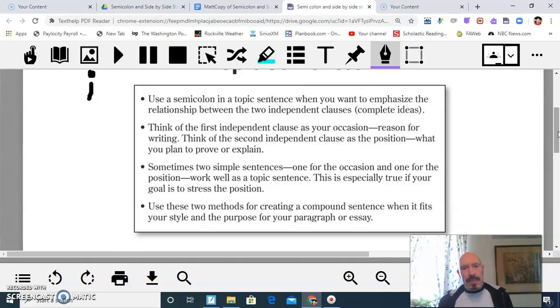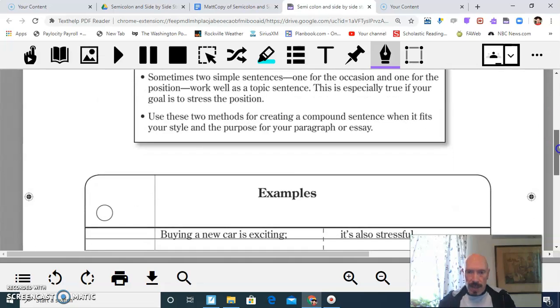So when you are using those two simple sentences, one for the occasion, one for the position, if you just use it side by side, you're kind of emphasizing that second independent clause. You're saying that's really the focus of what you're writing about. The first part is just, pardon my pun, creating a setting for your topic. You'll use these two methods for creating a compound sentence when it fits your style and purpose of your essay. So let's scroll down and look at some examples.